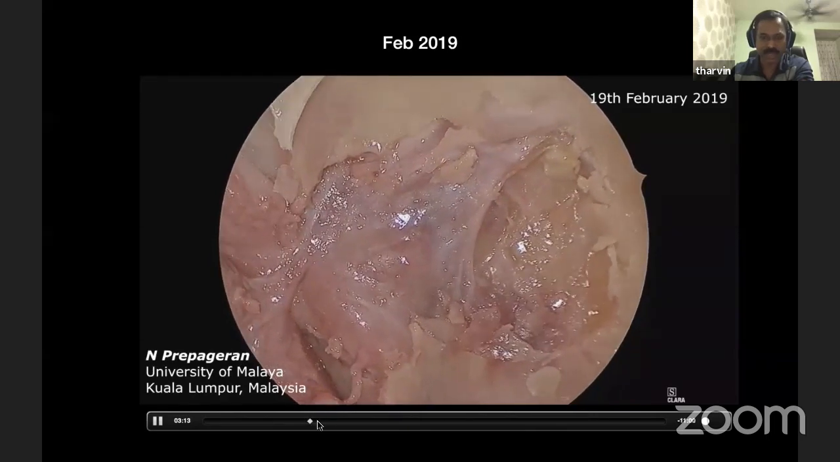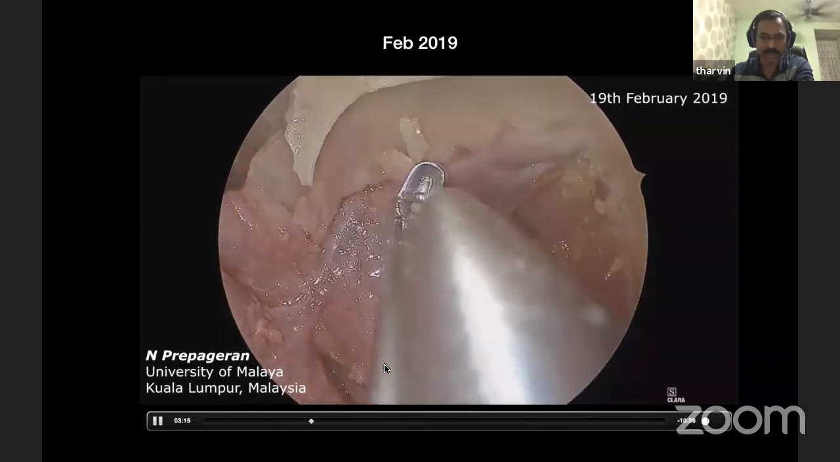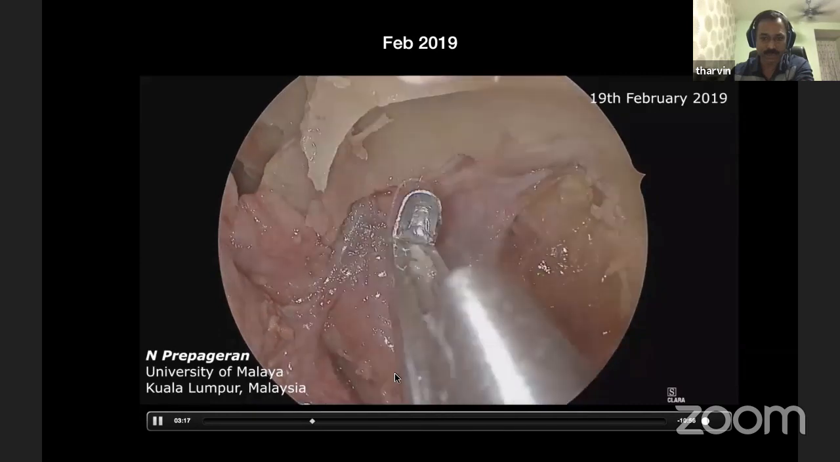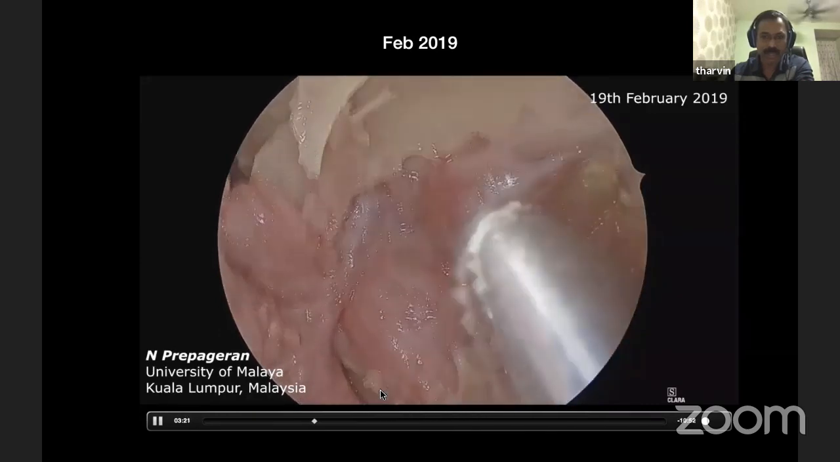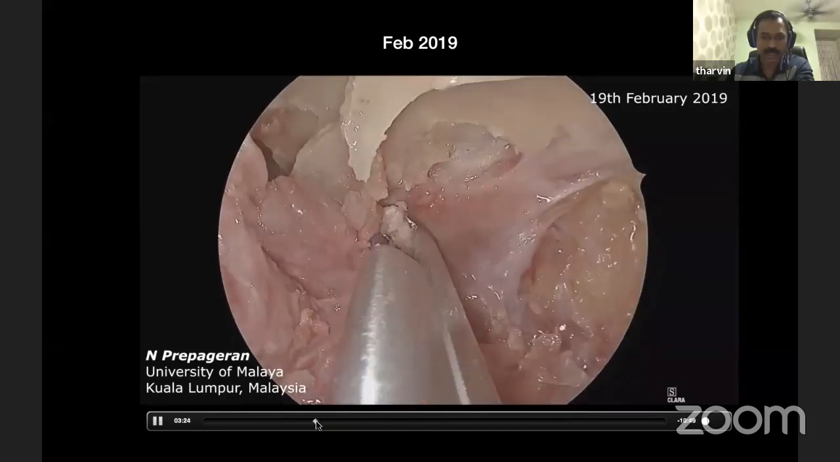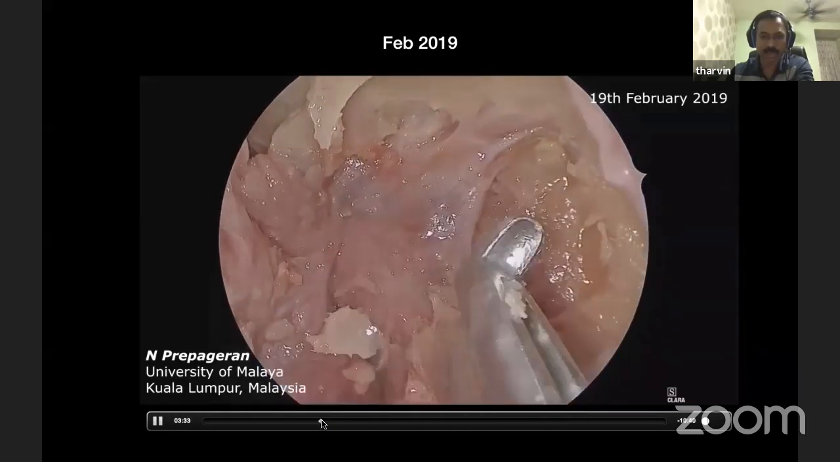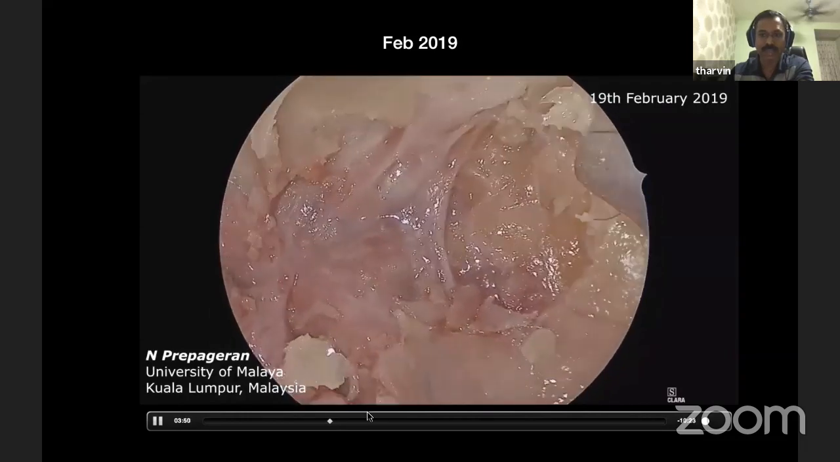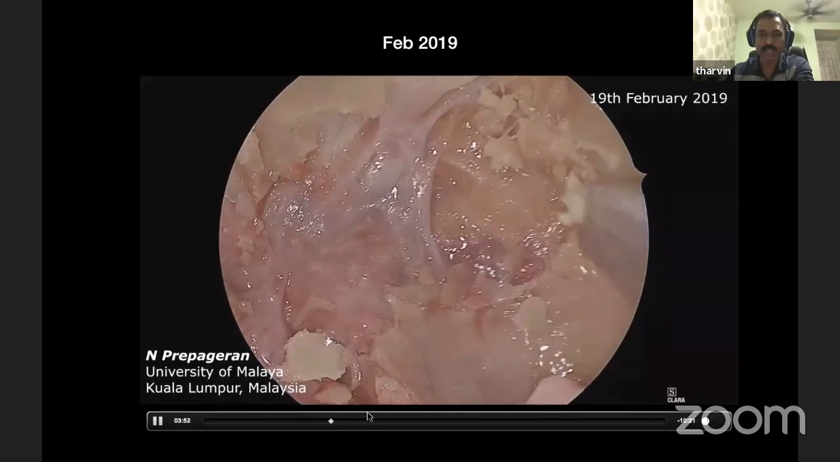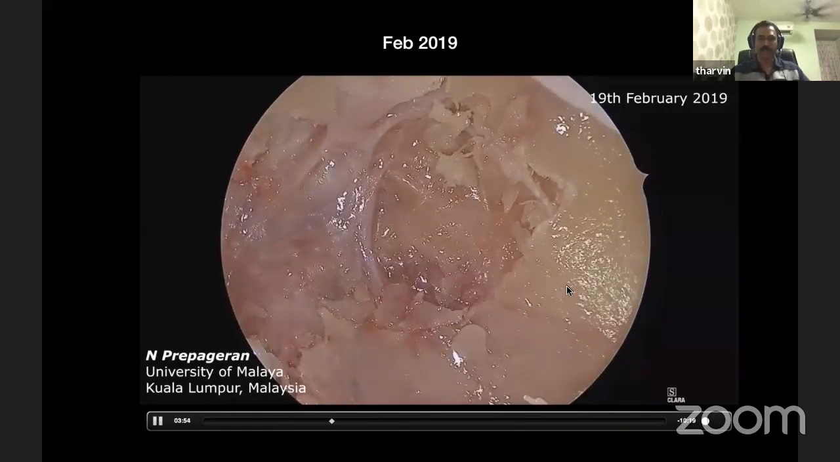Right. The next step will be to open up the fascia. So I'm going to remove a little bit more at the top. The next step will be to open up the fascia and remove as far laterally as we can, so that we can expose the entire infratemporal fossa.